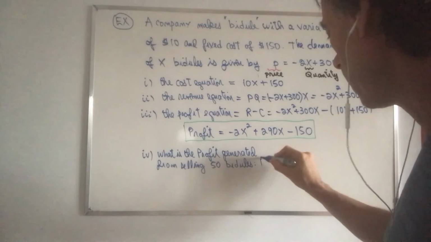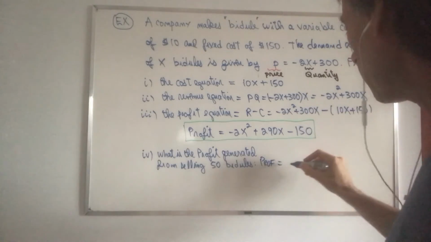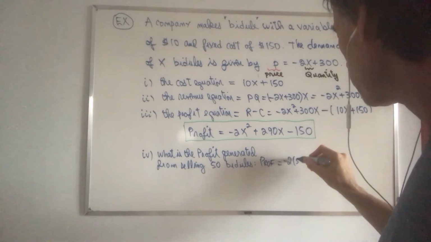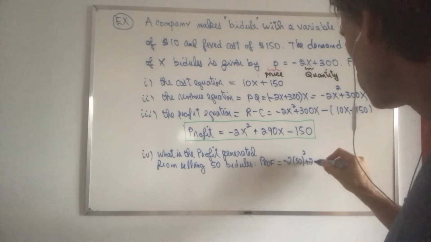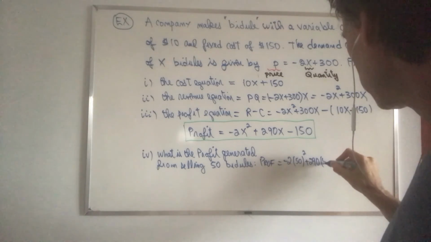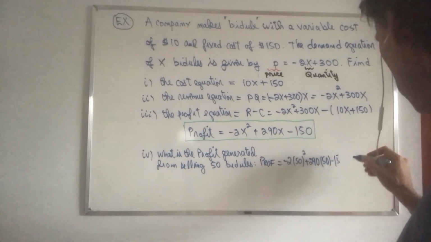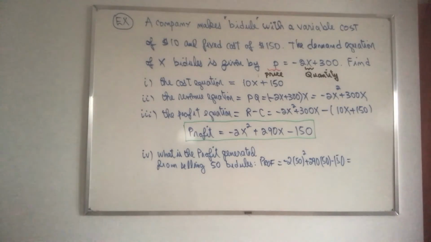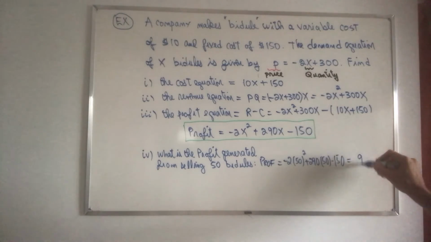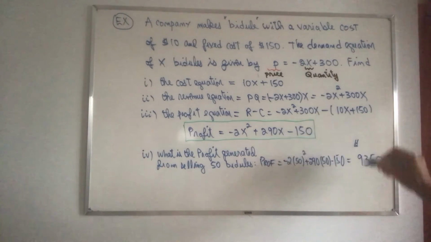That means that my profit equals minus 2 times 50 squared plus 290 times 50 minus 150. What is this equal to? This is equal to $9,350.